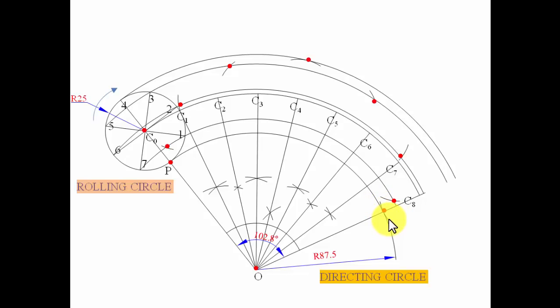Fine. Now when we join all these points in sequence, you're going to have the curve generated, which is popularly known as an epicycloid. That's it. That's what you call an epicycloid.